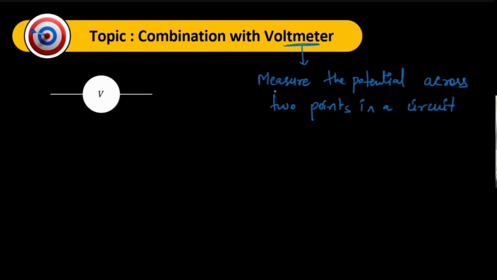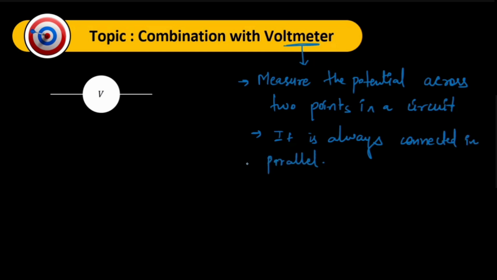Another important thing about a voltmeter is that in order to measure the voltage, it is always connected in parallel combination. Whenever you are connecting a voltmeter, it should be connected with the component given in a circuit in parallel combination only. So a voltmeter is represented by this symbol. This is the symbol of a voltmeter. And again, remember this thing, it is always connected in parallel.